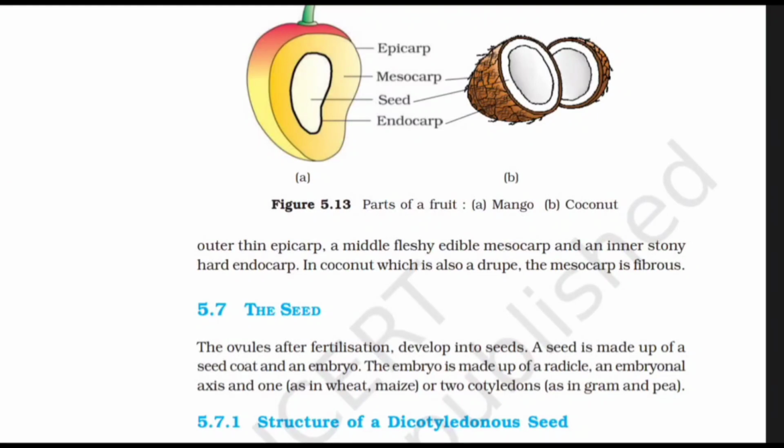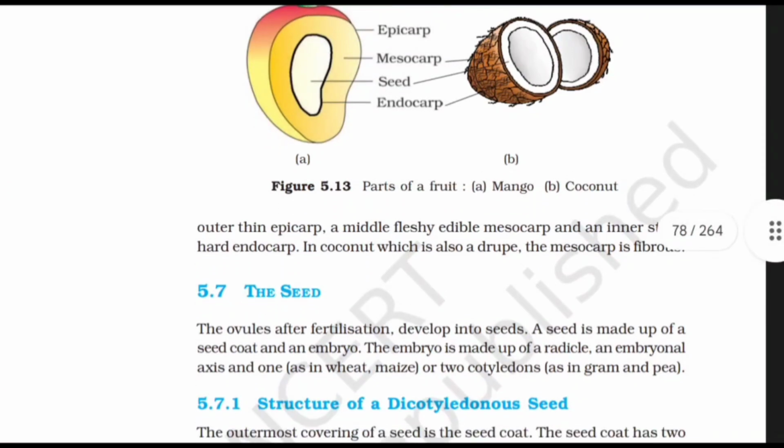The seed. The ovule after fertilization develops into the seed. A seed is made of a seed coat and an embryo. The embryo is made up of a radicle, an embryonal axis, and one cotyledon as in wheat and maize, or two cotyledons as in gram and pea.